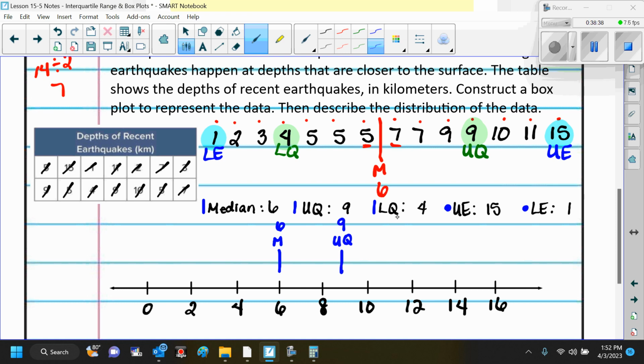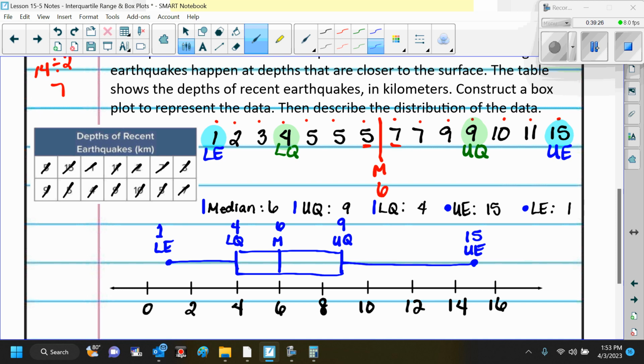So that's the upper quartile, 9. The lower quartile is at 4, so that's the lower quartile, 4. We've got the upper extreme, 15, which is right there. The lower extreme, which is 1, right there. Make sure you label. Okay. And now we can connect. So you're going to connect the top of those lines and the bottom of those lines. That makes the box. And then you can extend to the extremes. And that is what your box and whisker plot looks like.